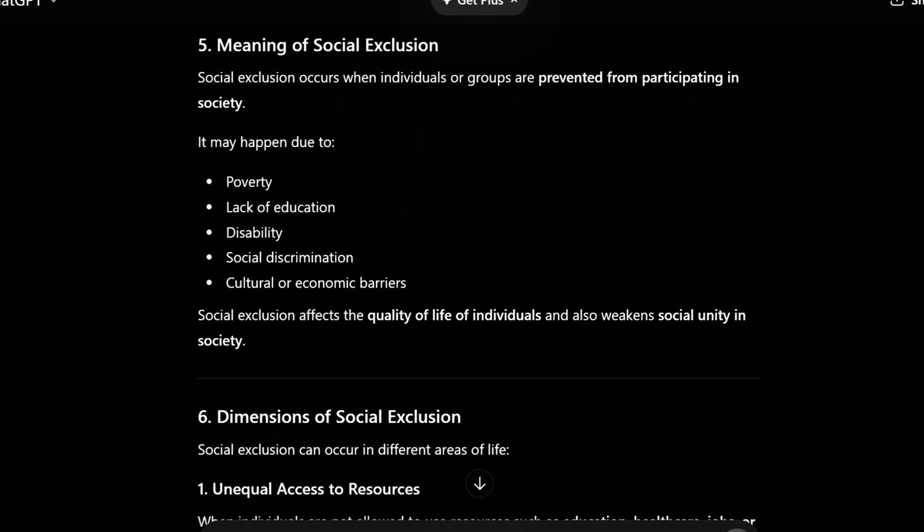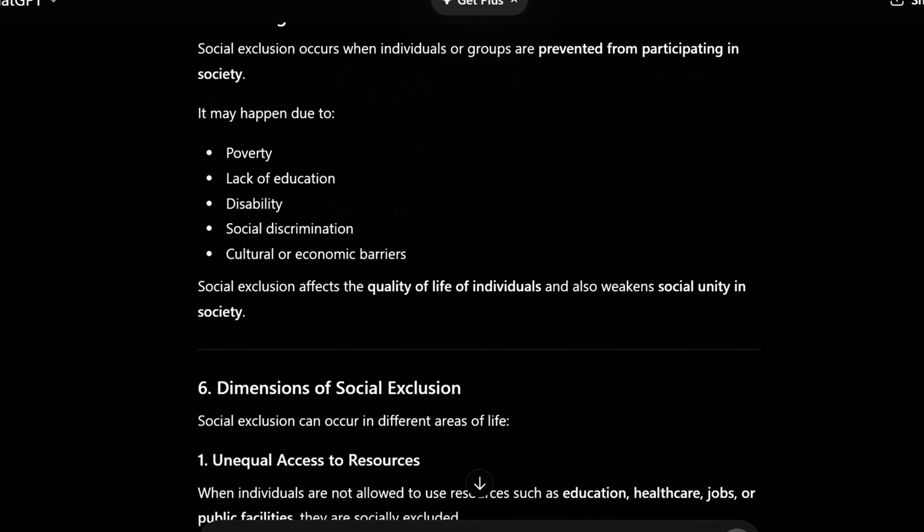5. Meaning of social exclusion. Social exclusion occurs when individuals or groups are prevented from participating in society. It may happen due to poverty, lack of education, disability, social discrimination, cultural or economic barriers. Social exclusion affects the quality of life of individuals and also weakens social unity in society.